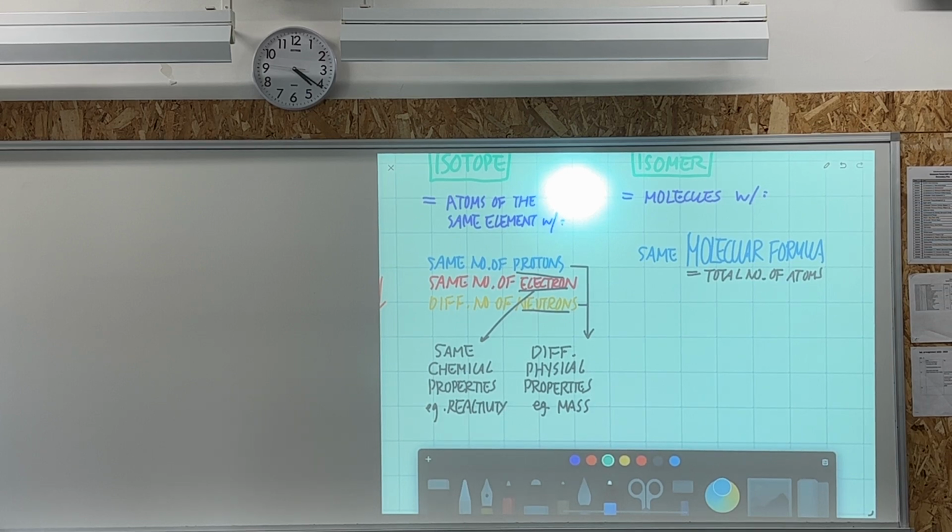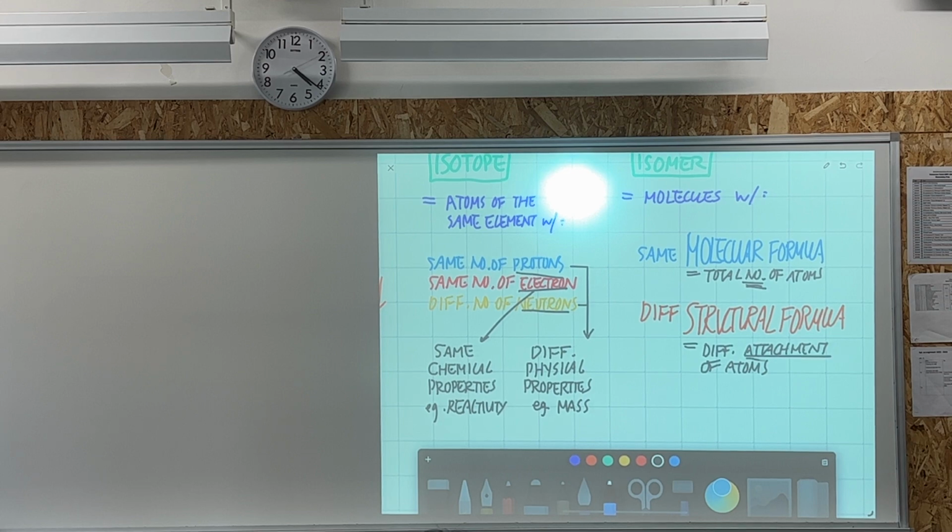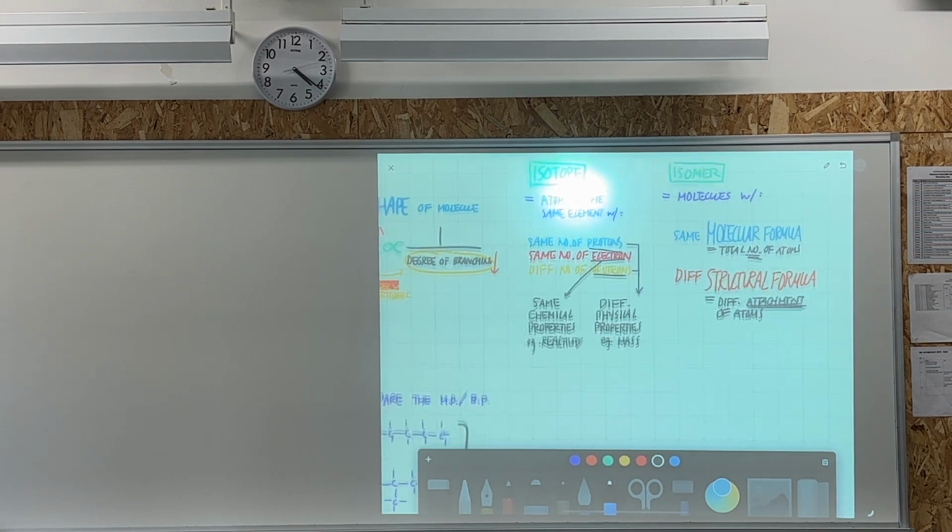So can you write down: but different structural formula. Correct. Structural formula is the connection of atoms. The number may be the same, but the connection, the arrangement of atoms, is different. So, different attachment of atoms. Here we have some examples.